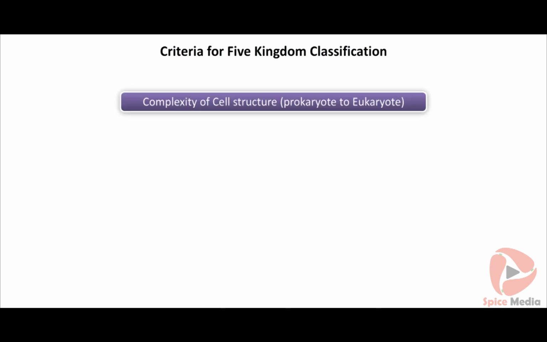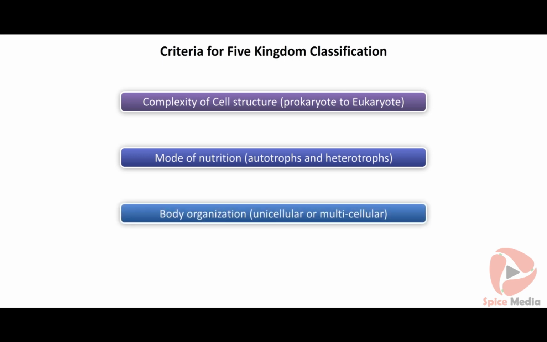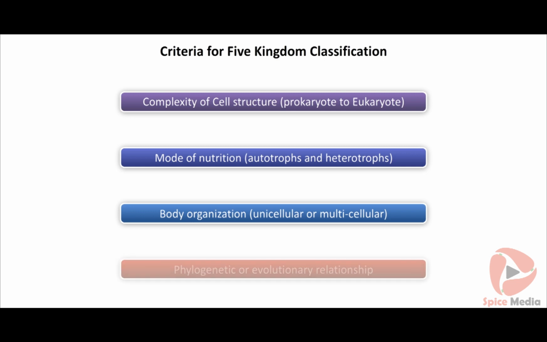The criteria for 5-kingdom classification are as follows. Complexity of cell structure, that is, prokaryote to eukaryote. Mode of nutrition, autotrophs and heterotrophs. Body organization, unicellular or multicellular. Phylogenetic or evolutionary relationship.